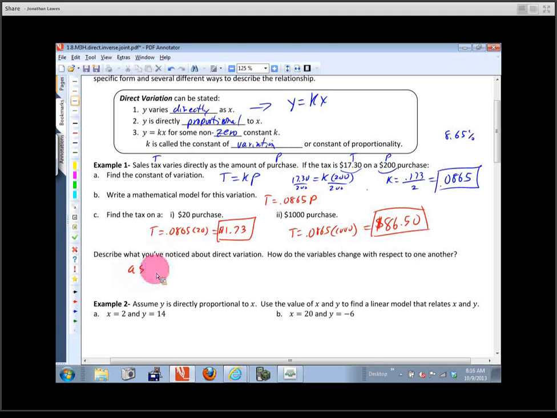So we'll say as x gets bigger, y gets bigger. And the same thing, as x gets smaller, y gets smaller. What we mean is in size. So in other words, they do the same thing: get bigger and smaller together by some constant of proportionality.